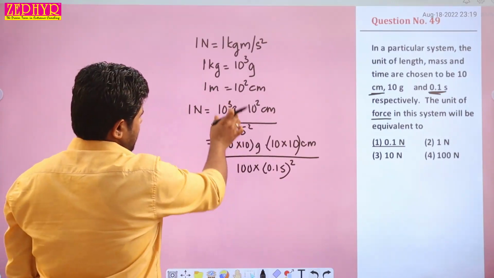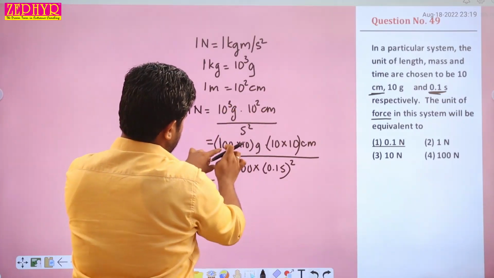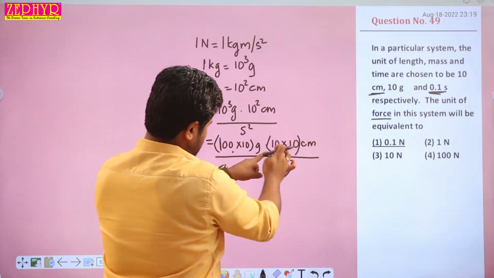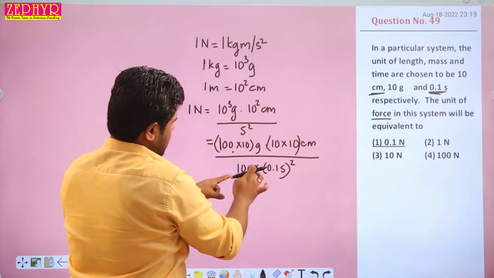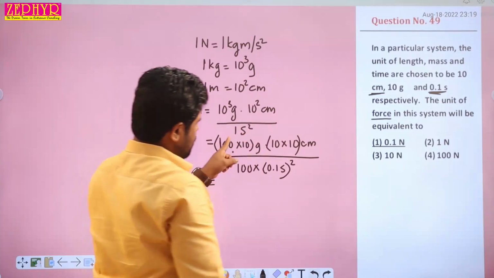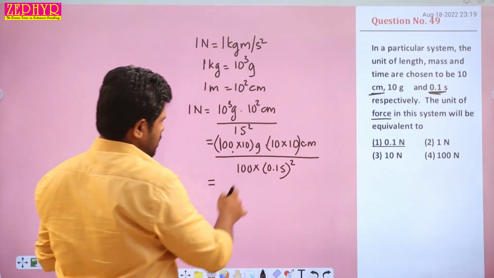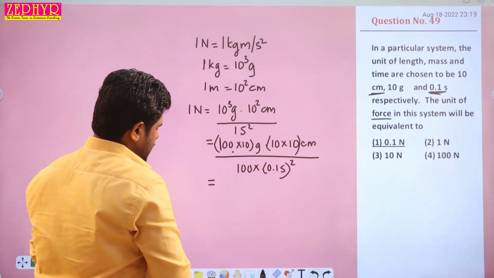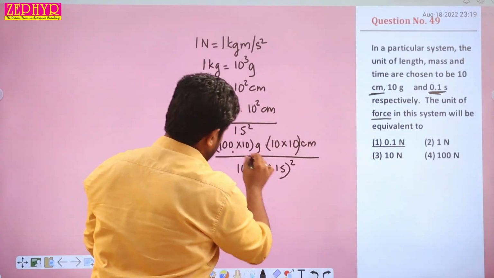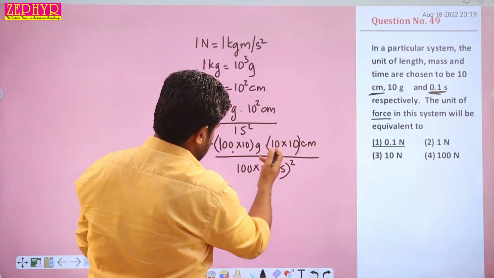Now I expand this: 10 raised to 3 is equal to 100 into 10, and 10 raised to 2 is equal to 10 into 10. Here, second square means 1 second square, so I change 1 second to 100 into 0.1 second. So now the answer is 100 into 10 gram.